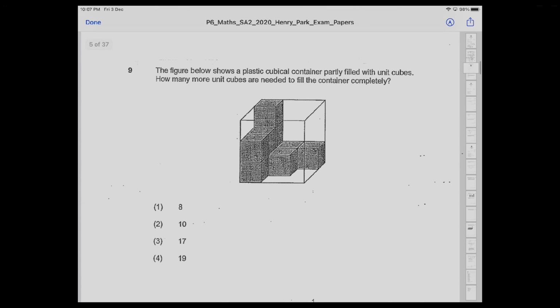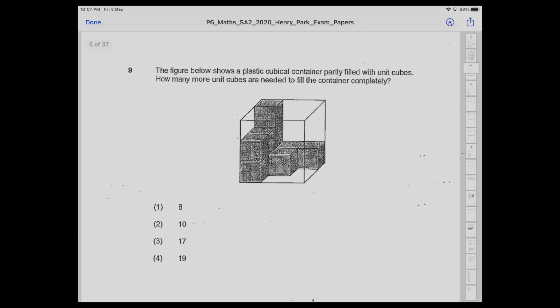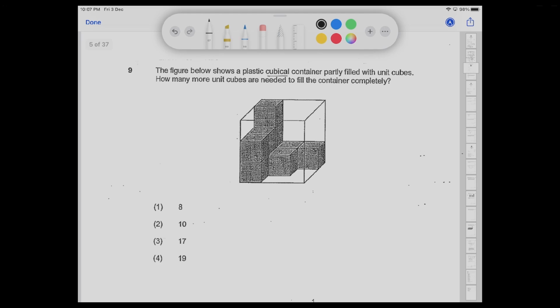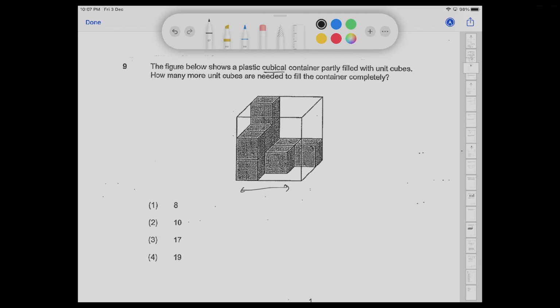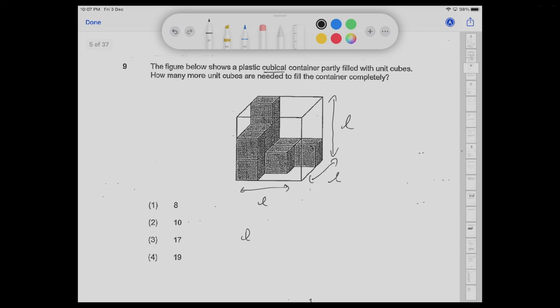Question 9. Let's see. Figure below shows a plastic cubicle container partially filled with unit cubes. How many more unit cubes are needed to fill the container completely? We have to take note of the information here. It's a cube, so what does this mean? Means that whatever length here is the same length here and it's the same length here, right? So if you want to find the volume of this container, it's simply L to the power of 3, which is L times L times L.